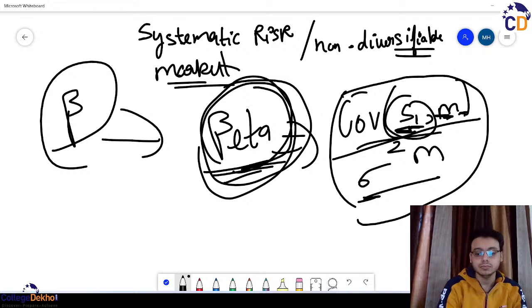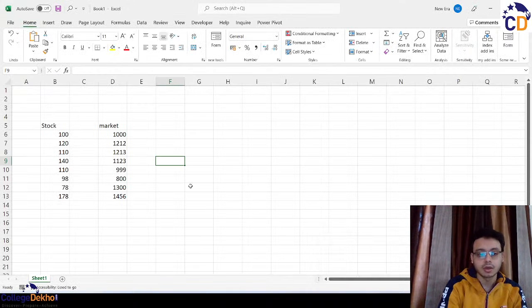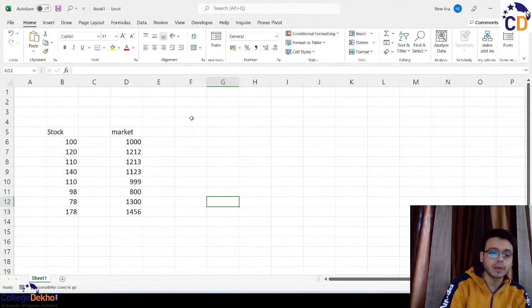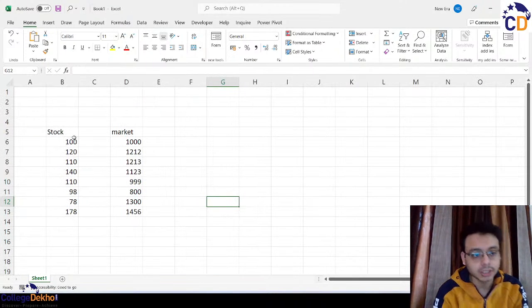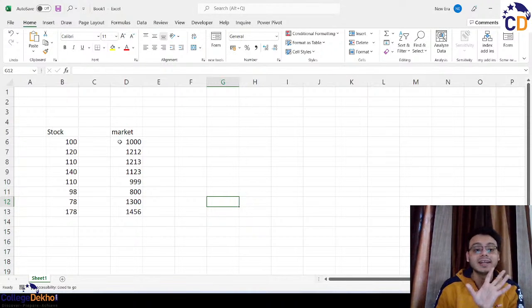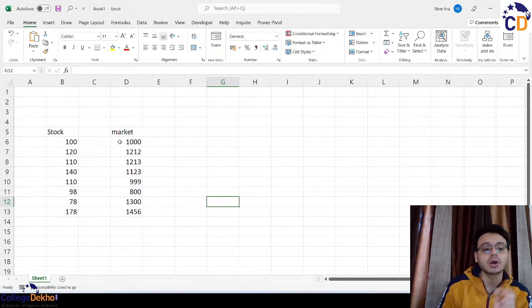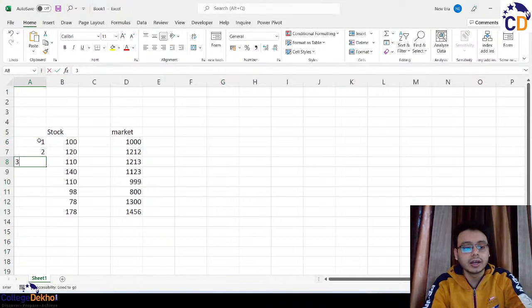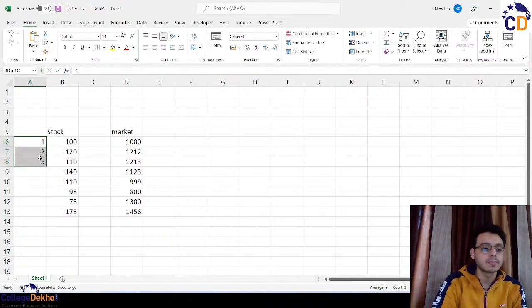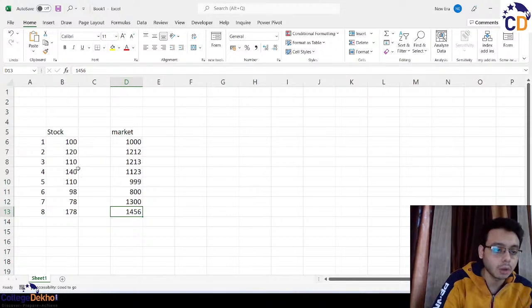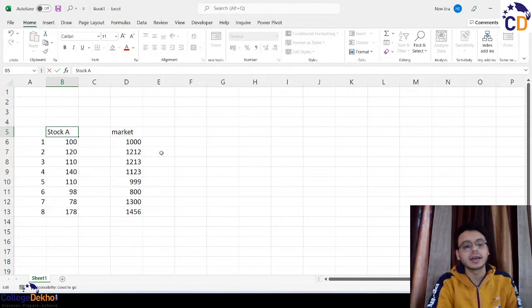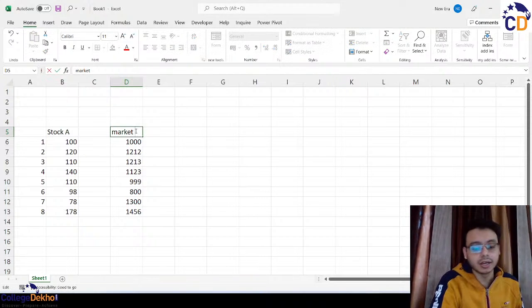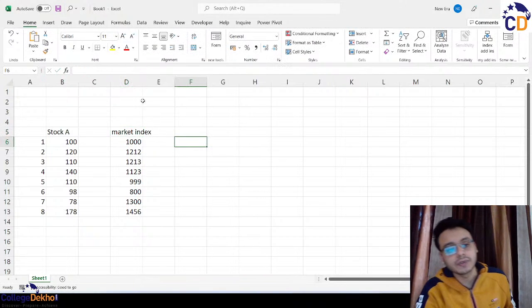So let's try to do it in Excel. Assume these are the stock prices at different time intervals, and this is the value of the market index. By the market rate of returns, we mean the value of either Nifty or the Sensex. These are the prices for 8 days, day 1, day 2, day 3, up till day 8, of a particular stock, which we can call A, and this is the market index level, be it Nifty or Sensex. I just took random numbers for the sake of explanation.